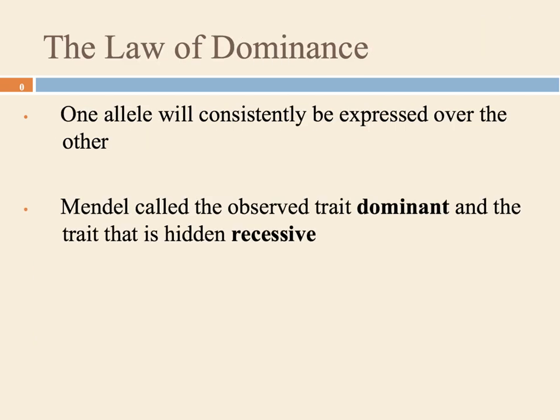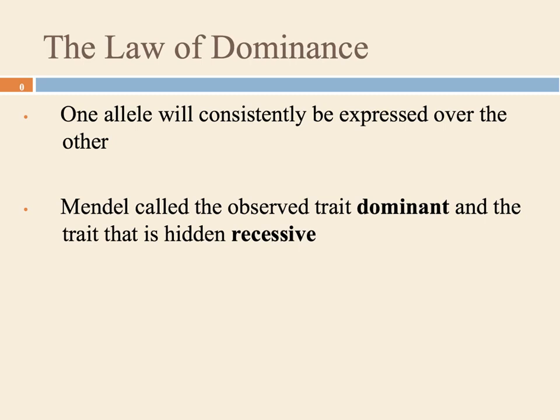So first is the law of dominance. You heard me talk about when he crossed the tall pea plants with the short pea plant. The first generation, remember, all of them were tall, and then when he took 2 individuals from that first generation and crossed them with each other, 3/4 of them were tall and 1/4 of them were short. And he saw this time and time again, so that led him to develop the law of dominance.